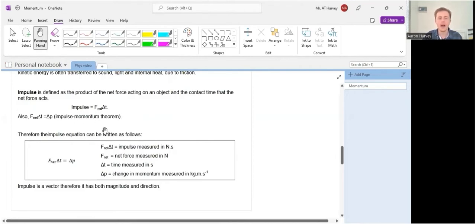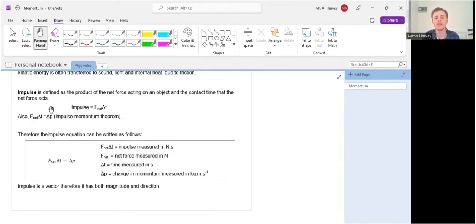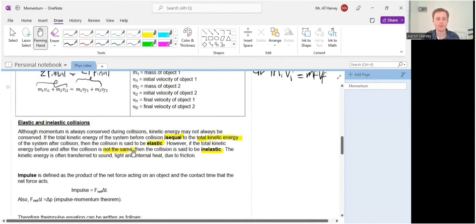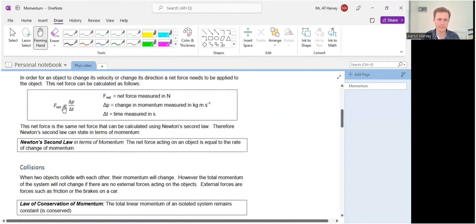This is defined as a change in momentum. So if you go back to your definition page, you'll see that impulse can be defined as a change in momentum. And that change in momentum is due to our net force acting over a change in time. Now, I'm going to just scroll up to remind you of an equation we looked at earlier. We looked at this equation.